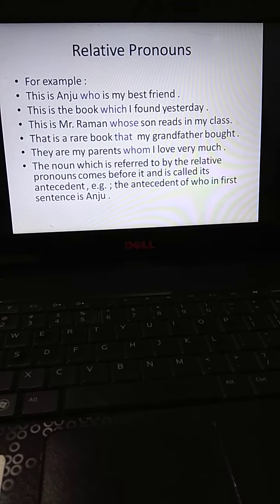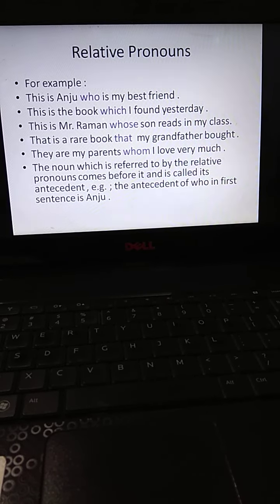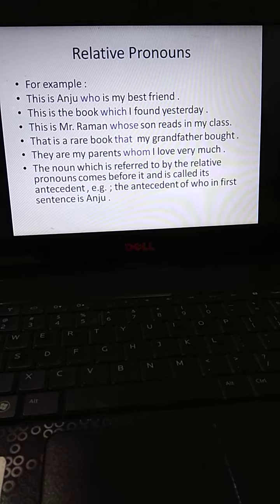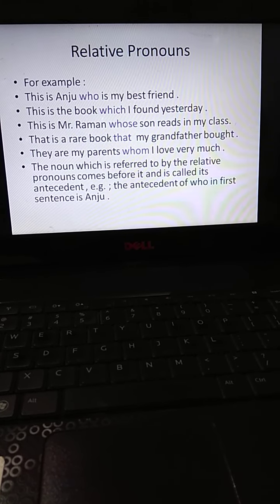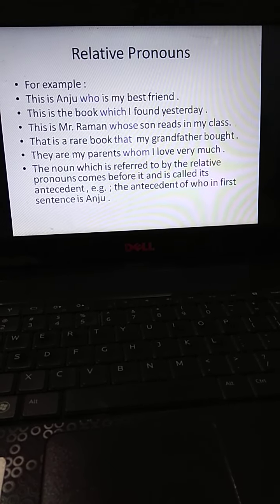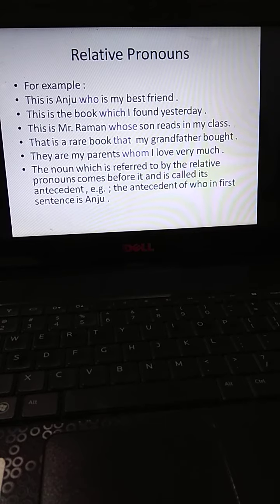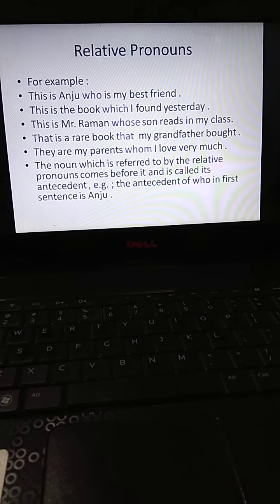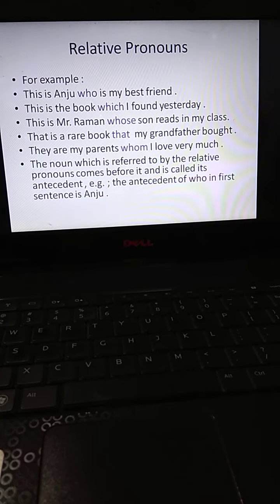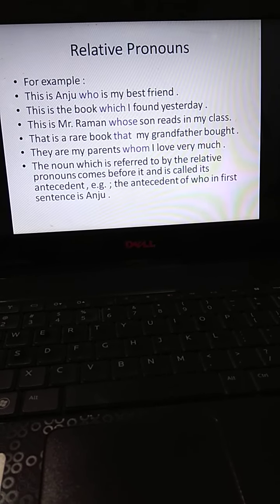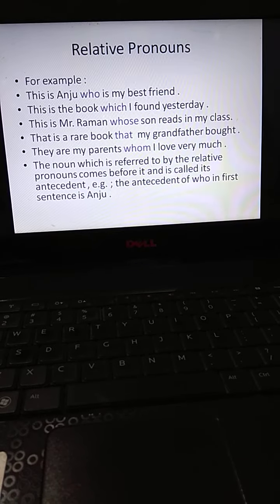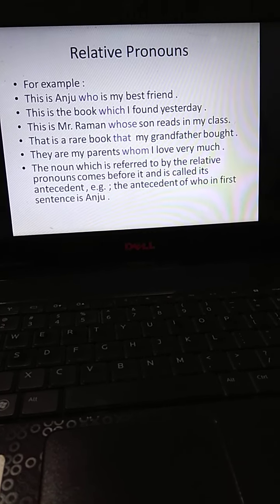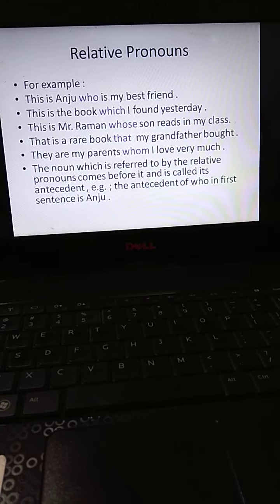Then, relative pronouns. For example, this is Anju, who is my best friend. This is the book which I found yesterday. This is Mr. Raman, whose son reads in my class. That is a rare book that my grandfather bought. They are my parents, whom I love very much.